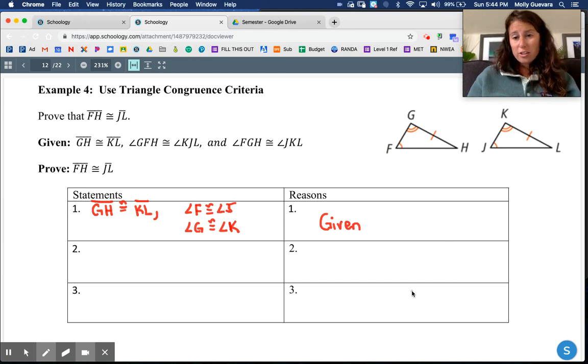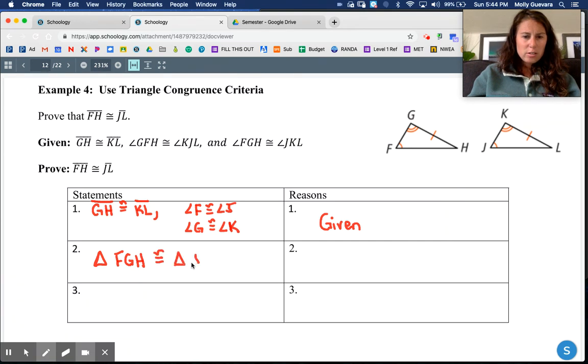So then I guess the question is, are these triangles the same? Because if the triangles are the same, then FH and JL are the same. And so here I have angle, angle, side on this triangle, and on this triangle I also have angle, angle, side. So I can say that triangle FGH is congruent to triangle JKL. And the reason I can say that these two triangles are the same is because I can use angle, angle, side. Right, I know two angles and the side not between the two angles.